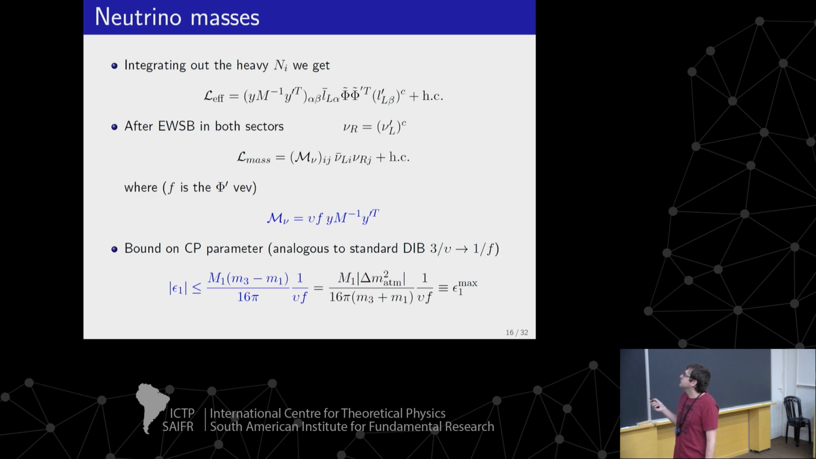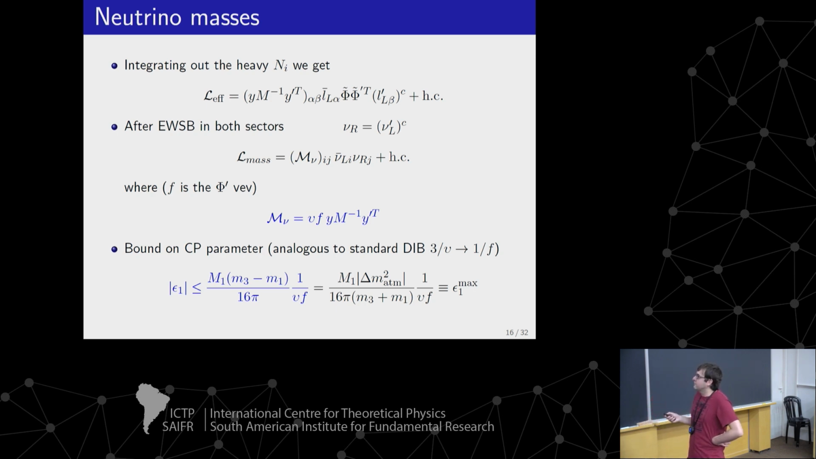And then you can imagine in the Z2 symmetric case, basically V goes to F and Y prime goes to Y, so you get the same formula as before. But now the right-handed neutrino is the charge conjugate of the left-handed in the mirror sector.